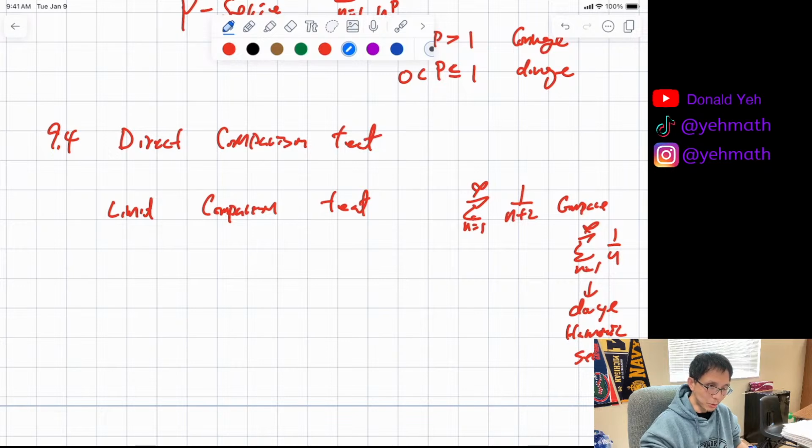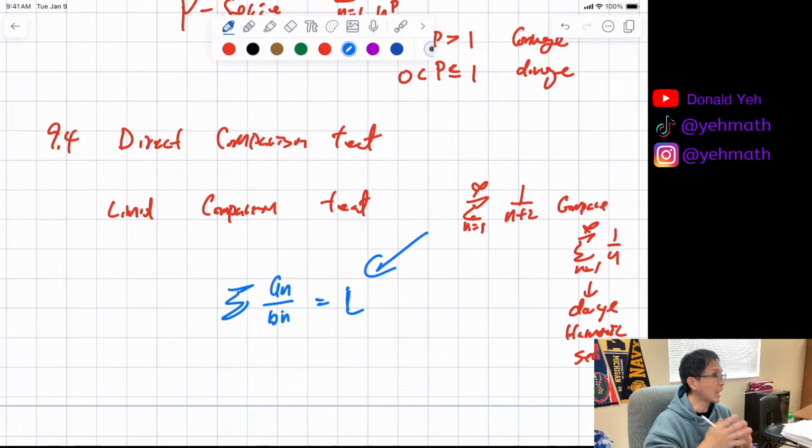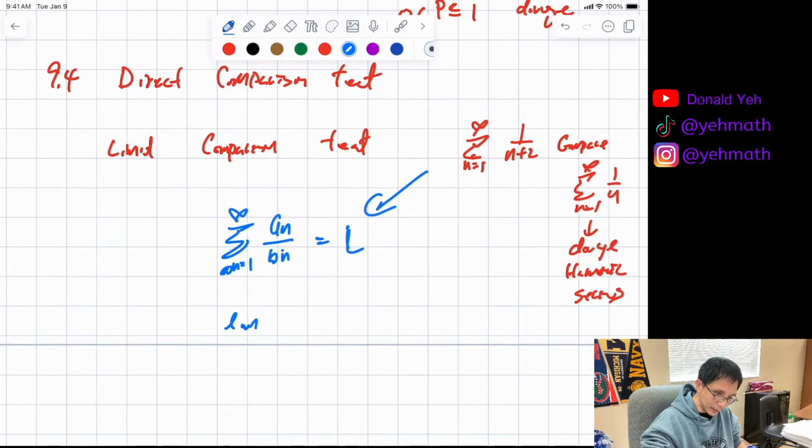So then for this one, you're going to compare. How do you do the limit comparison test? You compare a_n to b_n, the summation of that. If the limit is equal to L, then it diverges or converges, but it has to be the same as the one you compare with. So what does that mean? That means n equal to 1 to infinity. So then I'm going to say limit. Actually, this is a limit, sorry.